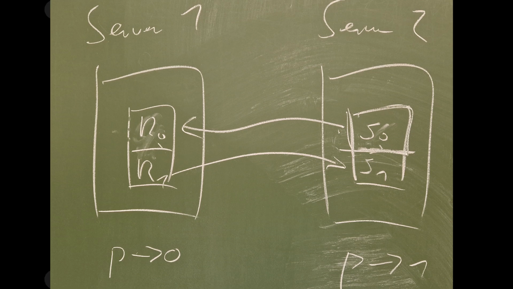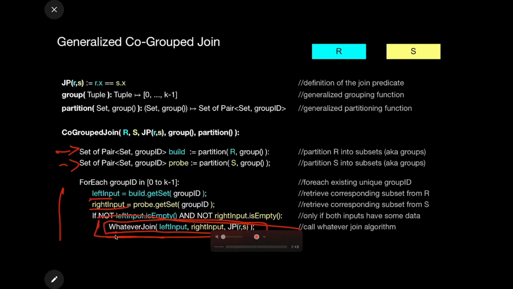It's just tweaking where to load these partitions, how to use the partitioning function, and then what join to execute. Even here in the whatever join, it does not strictly have to be a main memory join. It could even be another external join algorithm. You could even recursively call, for instance, a generalized cogroup join, and inside use a different generalized cogroup join with a different grouping strategy, with a different partitioning function.